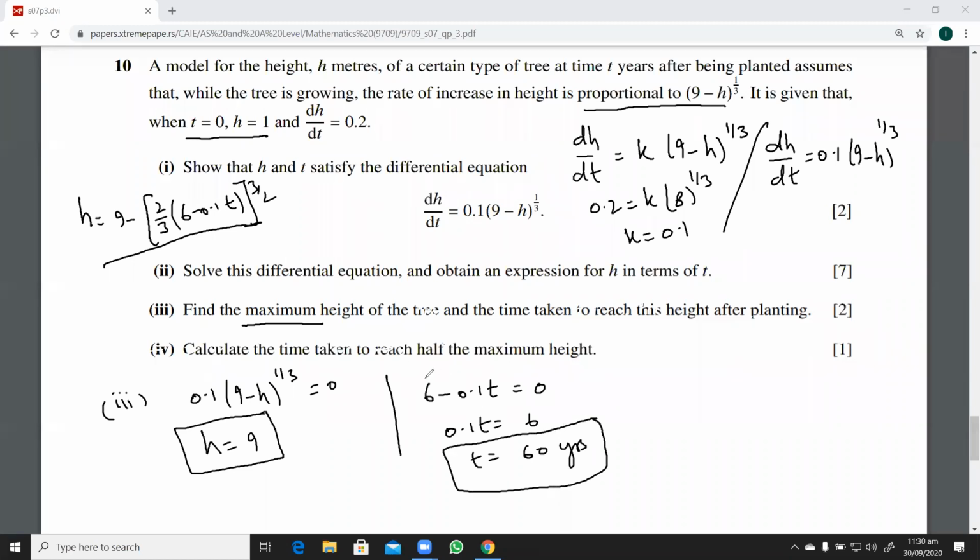Now, I have done this very quickly. When you put h equal to 9, the 9s cancel, the 2 over 3 term will be 0, and only this thing will be left here.